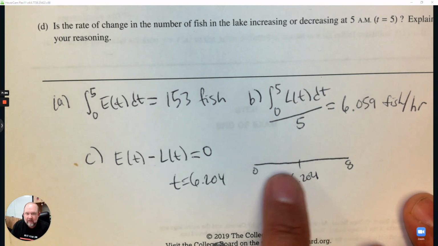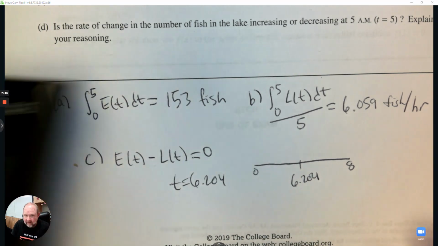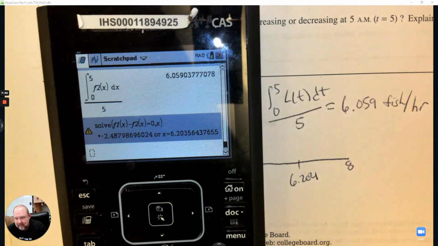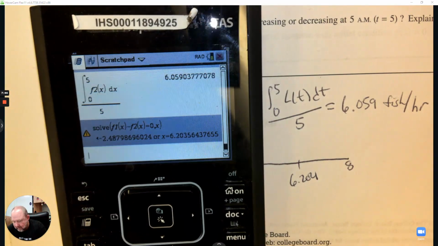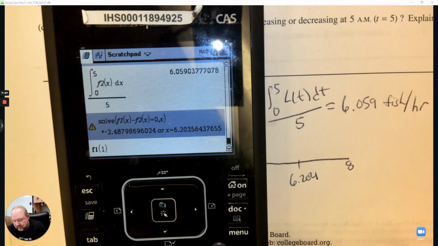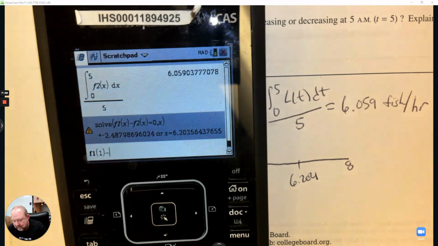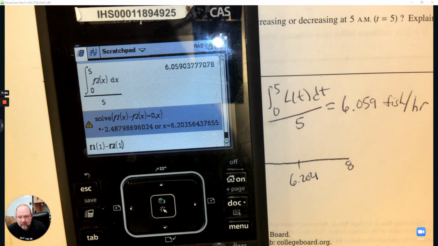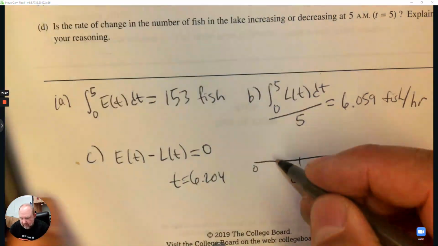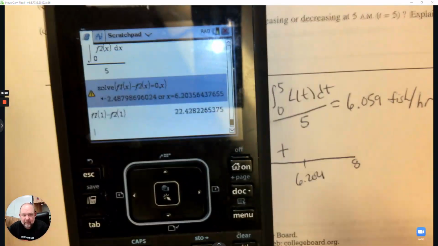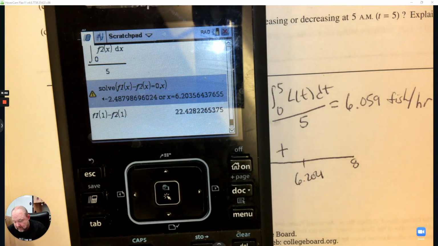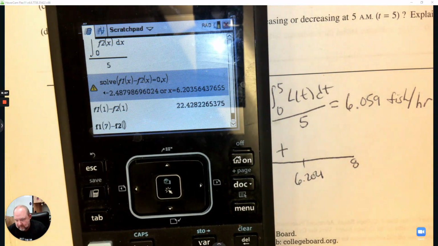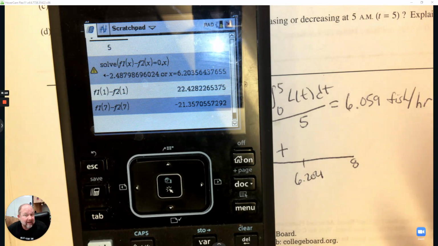Now, I can plug a number into the rate that's smaller, and I can use my calculator for that. So in other words, I can go F1 at 1, you have to use the same number, subtract F2 at 1. So if you plug in 1, what's the answer? And it's a positive answer. If I plug in a number bigger than 6.2, so let's say 7, so F1 at 7, subtract F2 at 7. Now you get a negative answer.